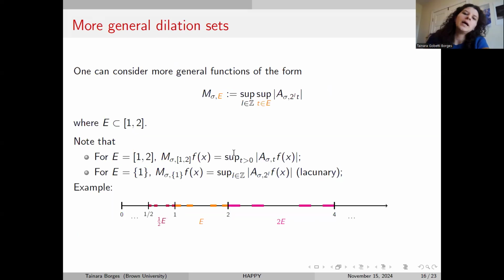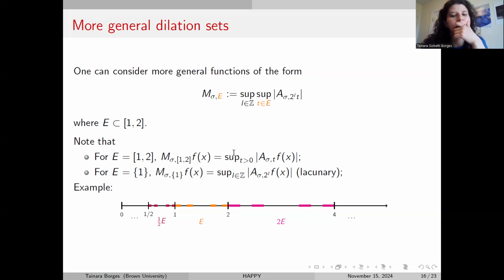You could also allow more general dilation sets, right? So if instead of supremum over all radii, you take supremum over dilations of a certain fixed set E in [1, 2], you're going to have a maximal function associated to this dilation set E. How does this work? We take the supremum over t in E and l in Z of spherical averages with radii 2^l t. For every l, we're just looking at the dilation of E.